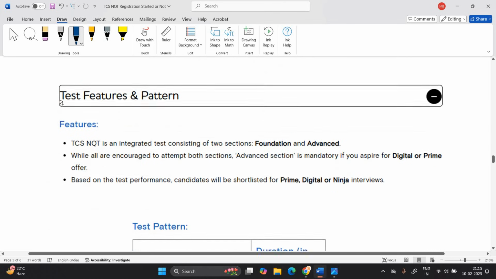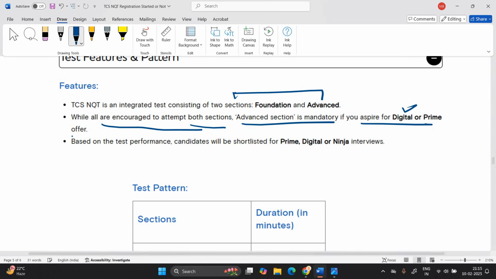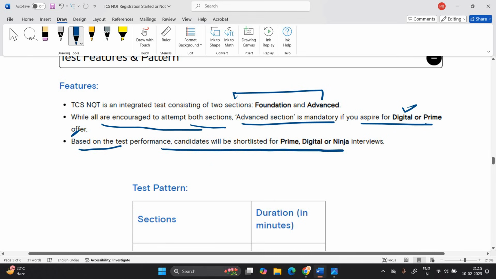Let's discuss the test features and pattern. First of all, there are two sections in the test, Foundation and Advanced. While all are encouraged to attempt both sections, okay, they clearly mention, वो encourage करते कि आप attempt करें both sections. Advanced section mandatory है अगर आप Digital और Prime opportunity को देखते हैं तो. Based on test performance, candidates will be shortlisted for Prime, Digital or Ninja interview.